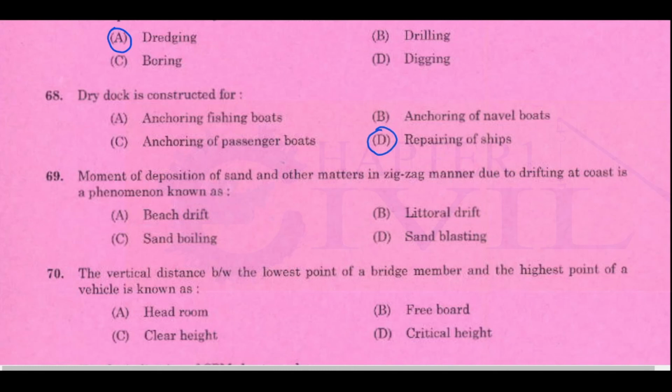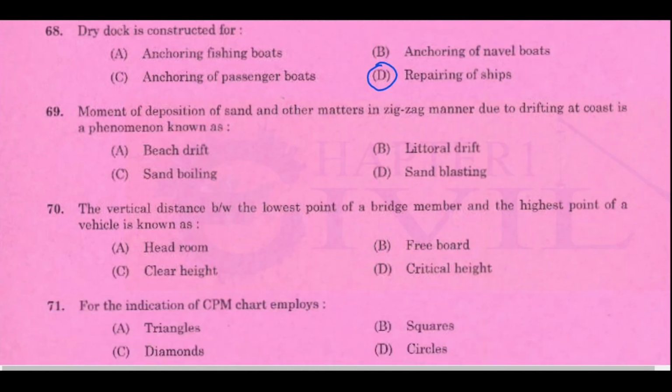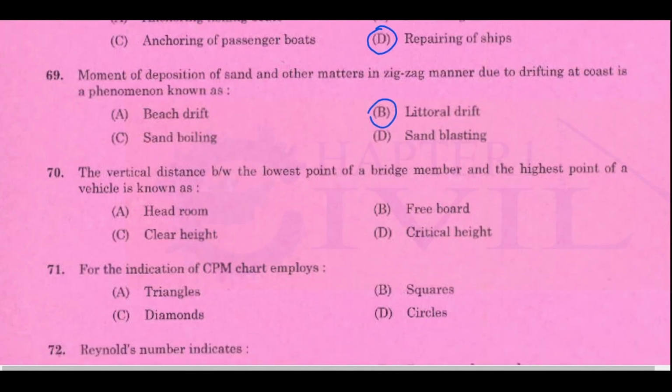Question number 69. Movement of deposition of sand and other matters in zigzag manner due to drifting at coast is a phenomenon known as beach drift, littoral drift, sand boiling, sand blasting. Correct answer is littoral drift. Movement of deposition of sand and other matters in zigzag manner due to drifting at coast is littoral drift.